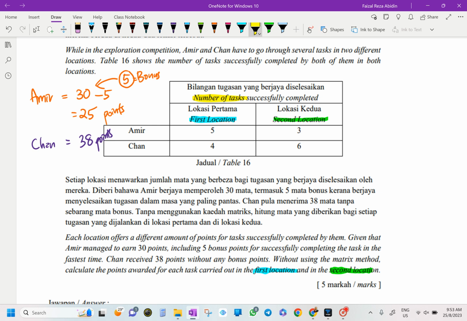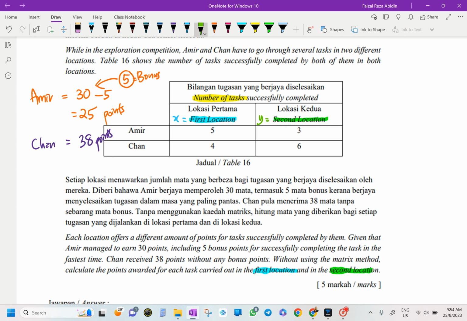Okay, so what you are going to have over here? I'm going to determine the first location as X. For our second location, I'm going to state as Y. So later, you're going to find for the first location how many marks are going to be awarded there. Okay, so we are going to have our equation.